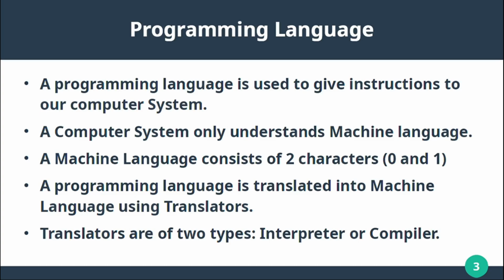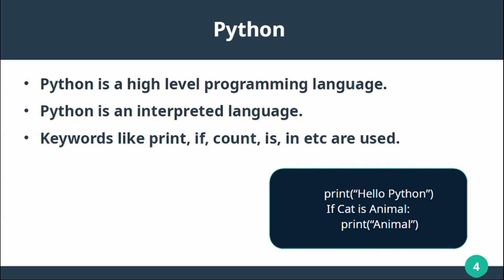And for translating a programming language, there are two types of translators. One is called an interpreter and the other is called a compiler. So Python is a high level programming language. By saying high level, I mean to say that Python uses terms that look like English letters or English words. It typically uses English-like keywords, English alphabets to make the programming more readable, understandable, and easier to process.